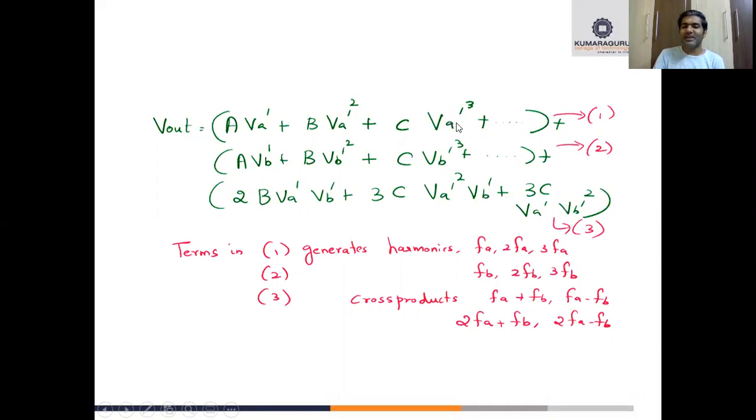So what is the fundamental of VA dash? FA. So power times your fundamental is 3 times FA. So you have your output at 3FA, 3FB.